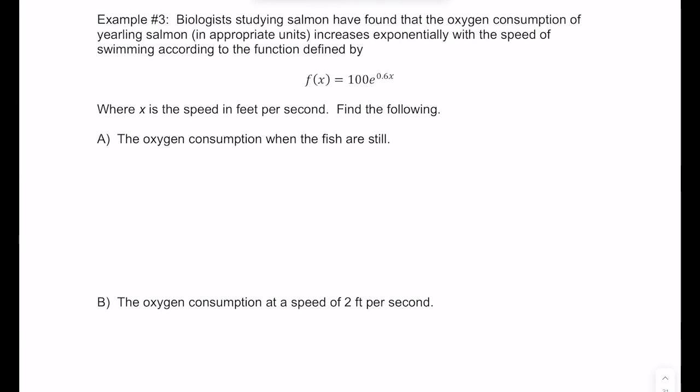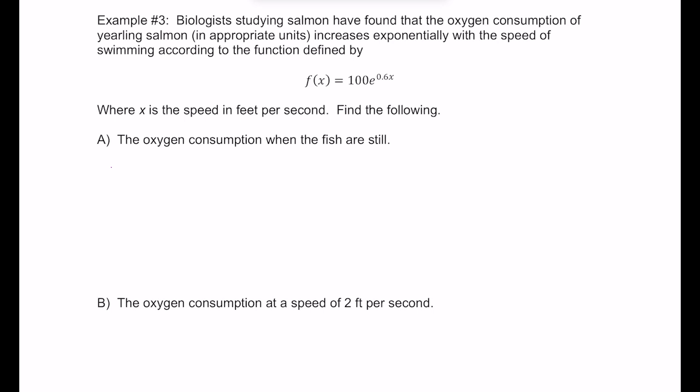Let's look at an application problem, which you can pause the video and read to yourselves. Biologists studying salmon have found that the oxygen consumption of yearling salmon in appropriate units increases exponentially with the speed of swimming according to the function defined by f of x equals 100 e to the 0.6x, where x is the speed in feet per second. Find the following. So we want to find the oxygen consumption when the fish are still. So when the fish are still, their speed would be 0.